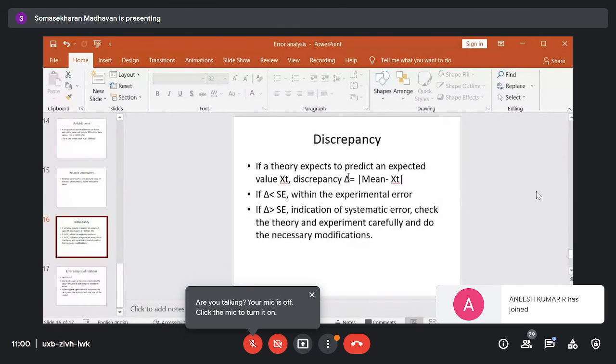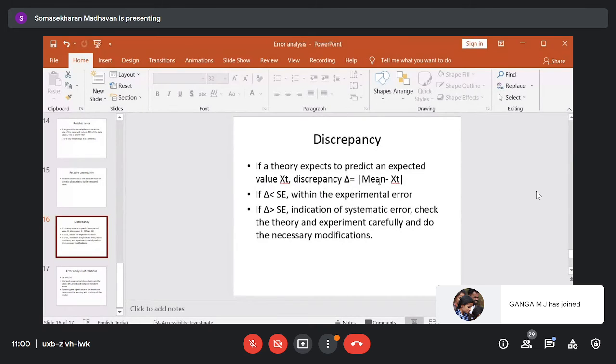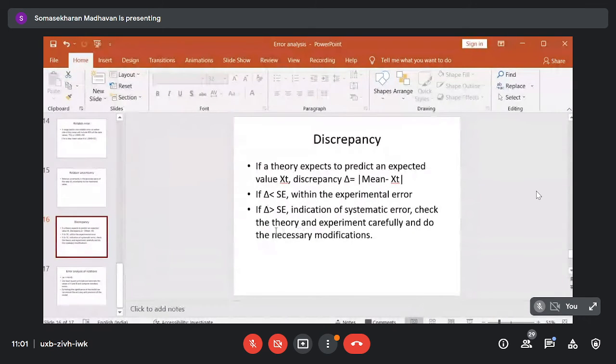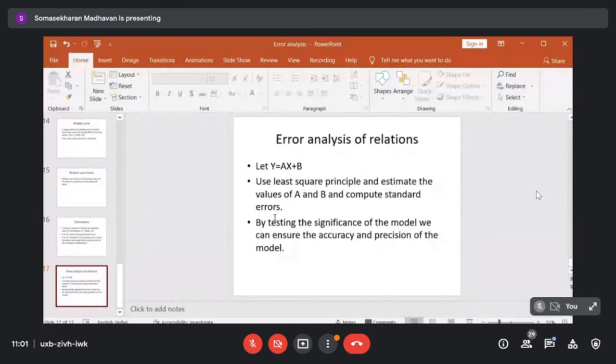You have to find out two measures. One is the delta measure, the discrepancy measure, which is the absolute value of the mean minus the target value, the expected value. If delta is less than the standard error, then it will be within the experimental error. If delta is greater than the standard error, it is an indication of systematic error. That means it is not only a random error. Okay. Then check the theory and experiment carefully and do the necessary modifications.